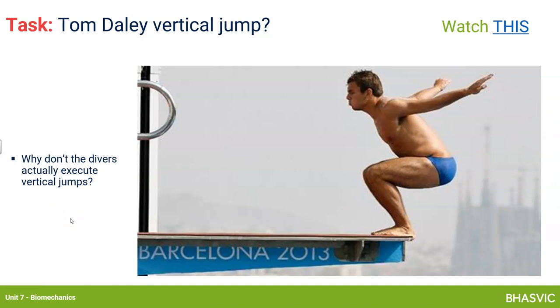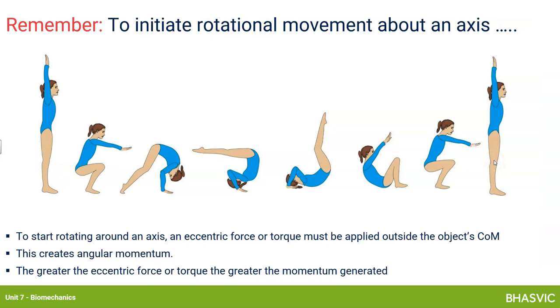Now, you may remember from forces that you can apply a direct force through center of mass and you get linear motion. If you apply an eccentric force outside of the center of mass, you generate angular motion, and that's what they do. They lean back, they push off just outside of their center of mass, and that's how we get rotational motion. That's how we cause rotational motion.